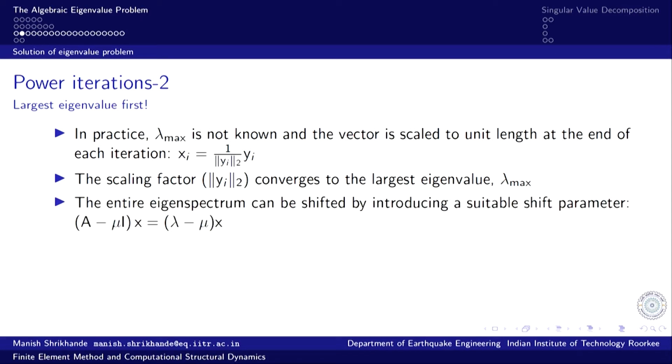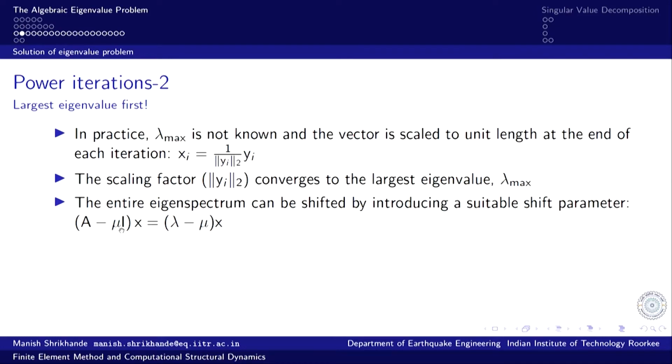So, the entire eigenspectrum can be shifted by introducing a suitable shift parameter. So, for example, until now we are dealing with the original matrix A, and we find out that no matter what we do, it will end up with the largest eigenvalue and the corresponding eigenvector. So, what to do if we have to find some other eigenvalue? That is done by introducing a shift parameter.